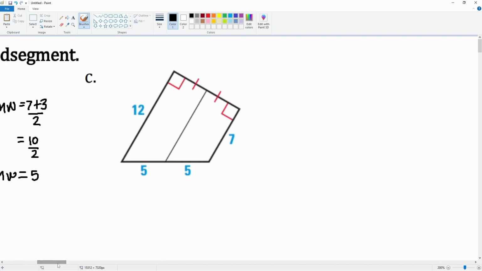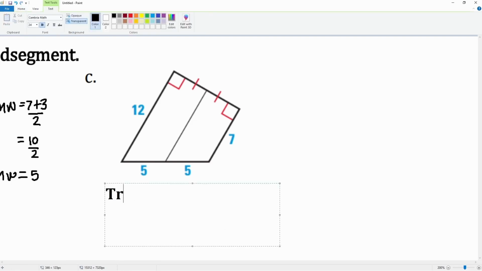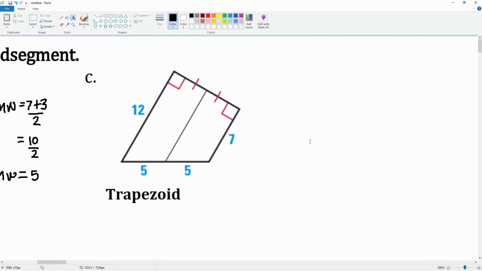Then let's look at C. Okay, we have 5, 5 here, and let's see if we know what these are. Well, these are the same, but we don't know these measurements, right? And we know that, so we can just say here, this is just a regular trapezoid. And let's see if we can find that mid-segment.